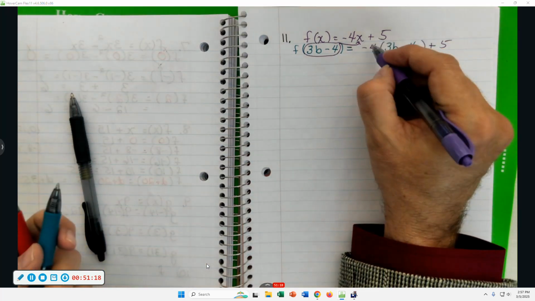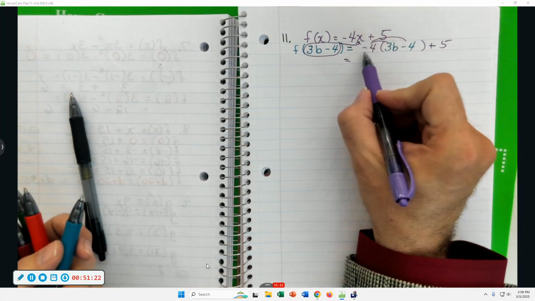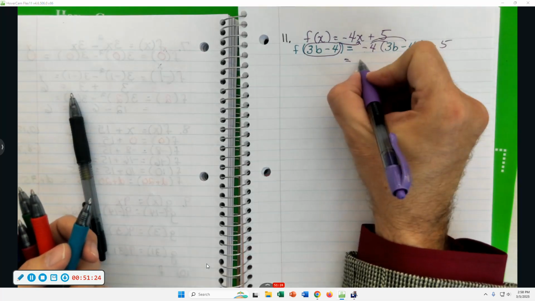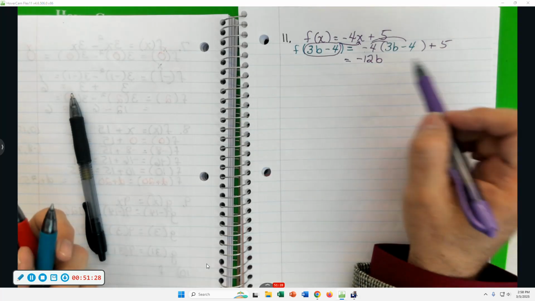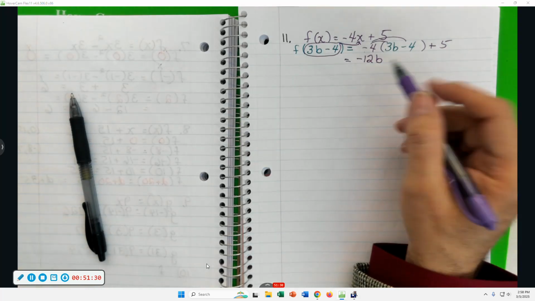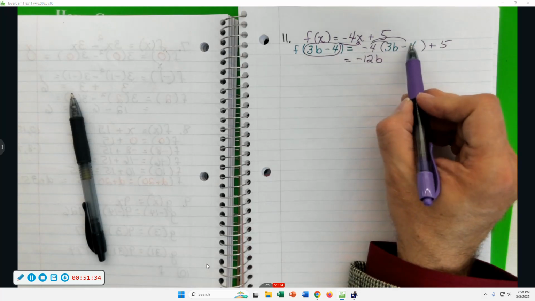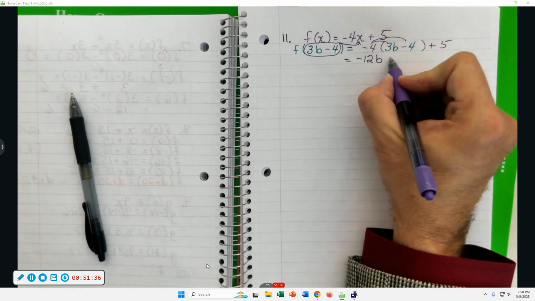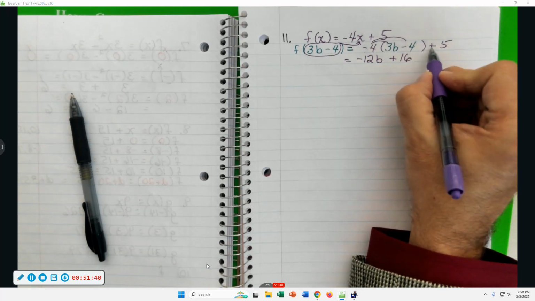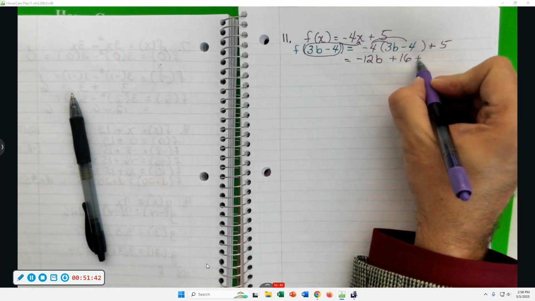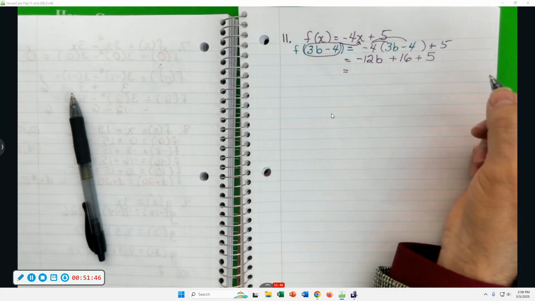Well, we've got to distribute this negative 4. So what are we getting? A negative 12b. What else? Distributing the negative 4, plus 16. And we still have a plus 5. Combine those constant terms. What are you going to get?